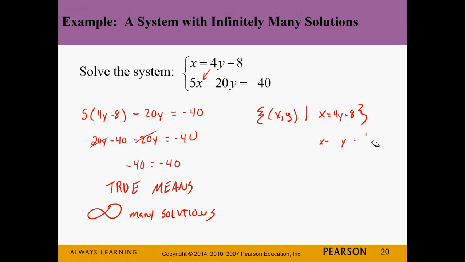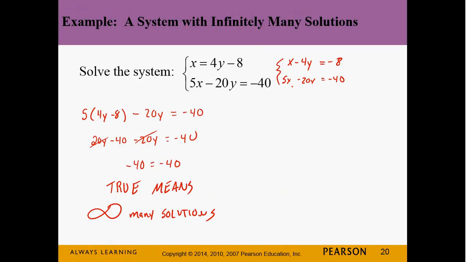However, if you just get in the habit of doing elimination, there's no problem with rewriting this, subtracting 4y from both sides. Rewrite this as x minus 4y equals negative 8. And then this is 5x minus 20y equals negative 40. Right? So I want to eliminate one of the variables. Which one do I want to eliminate? Eliminate x. So I'm going to multiply by negative 5. Gives me negative 5x plus 20y equals positive 40. Then the bottom one is 5x minus 20y equals negative 40. What happens? 0 equals 0. Either way, you're going to wind up with the same thing, a true statement. Okay?